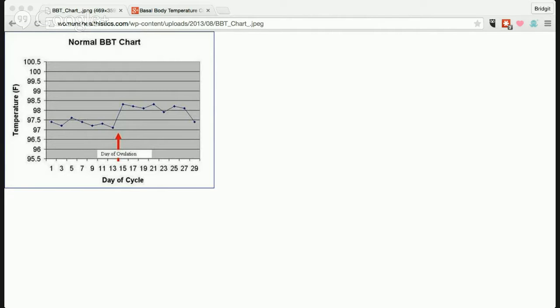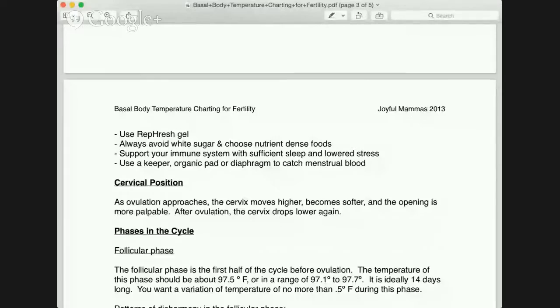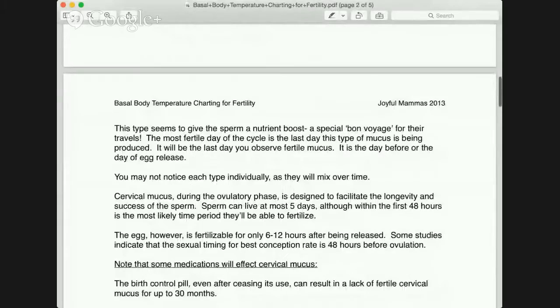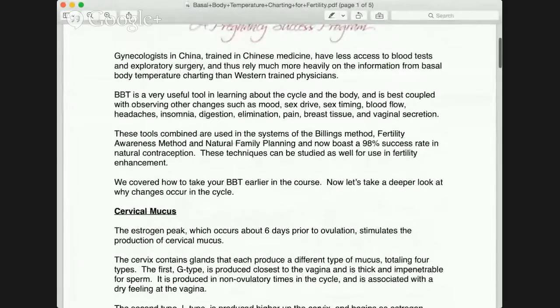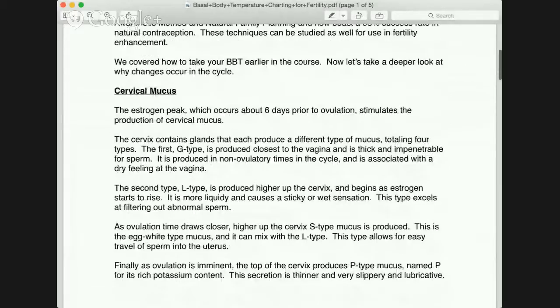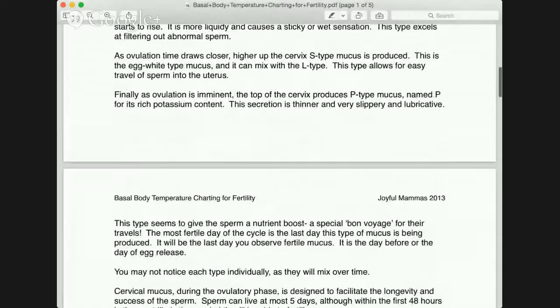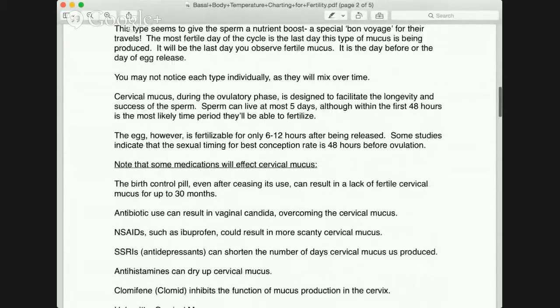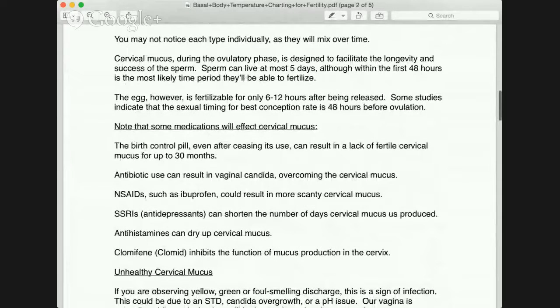So let's open up another document to get a sense of what can go wrong with a chart. We're not going to talk about all of this, but the beginning of this document that you'll get talks a little bit more about cervical mucus and the types. It's super interesting stuff, and you can use it to explain to your clients.